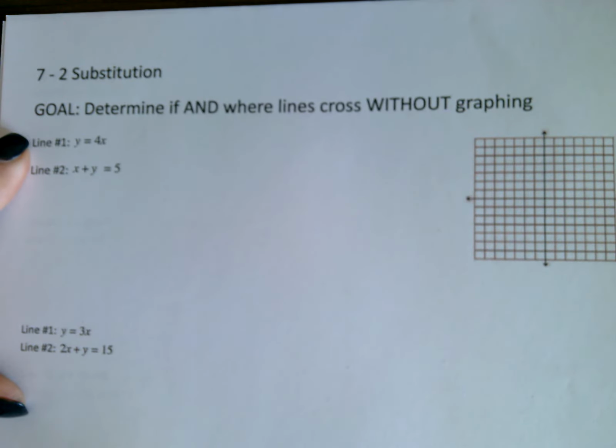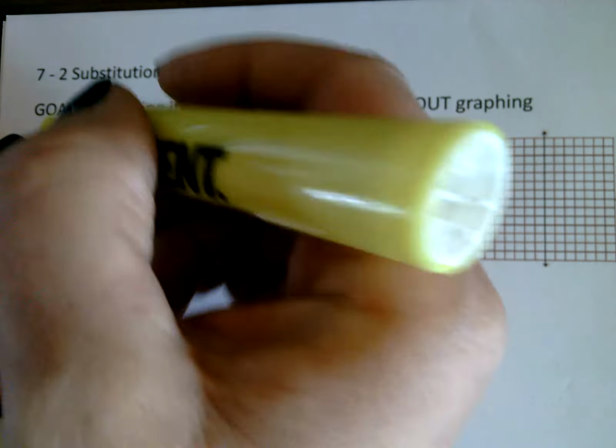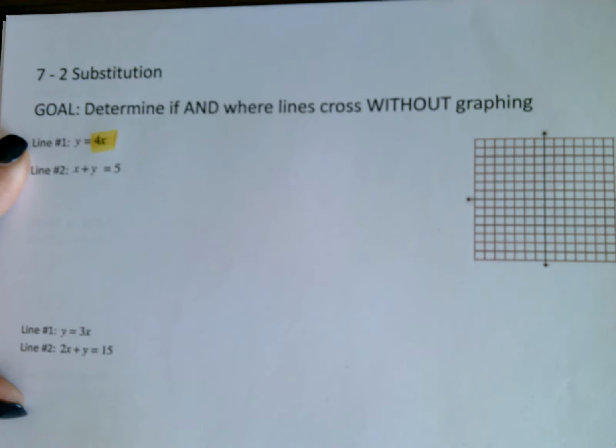In line number 1, I know y equals 4x. So whatever x is, y would be 4 times that. So if x is 2, y would be 8. 4 times 2 is 8. If x is negative 1, y would equal negative 4. 4 times negative 1 is negative 4.